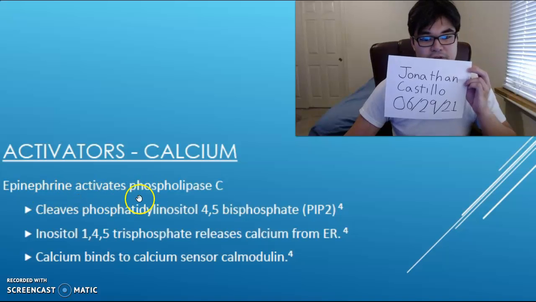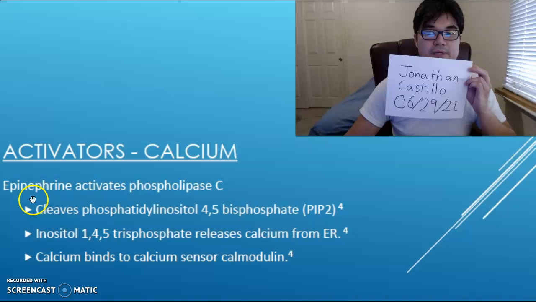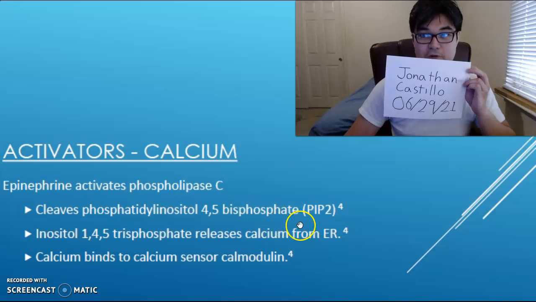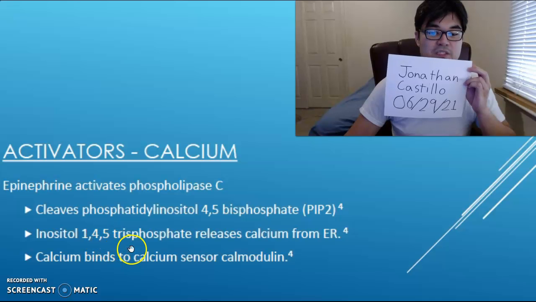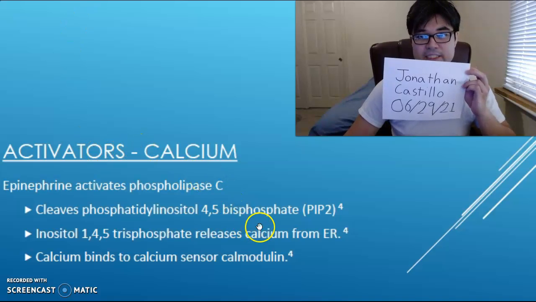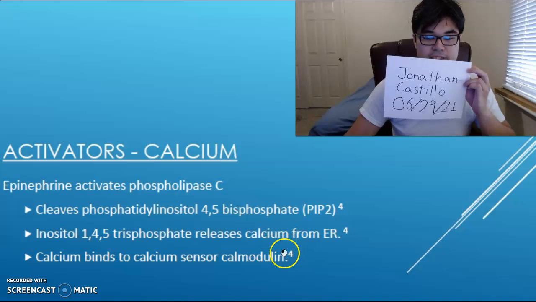Epinephrine binding also activates phospholipase C. Phospholipase C can cleave phosphatidylinositol 4,5-bisphosphate, or PIP2. This cleavage forms inositol 1,4,5-trisphosphate, which releases calcium from the endoplasmic reticulum. This calcium then binds to the calcium sensor calmodulin on the phosphorylase kinase and activates the active phosphorylase A form.